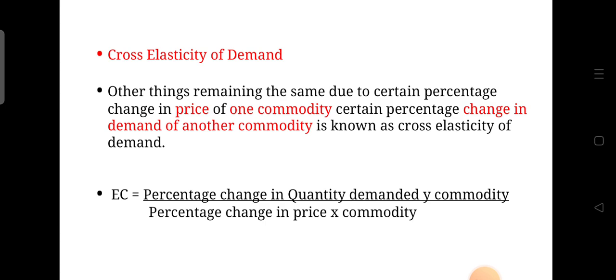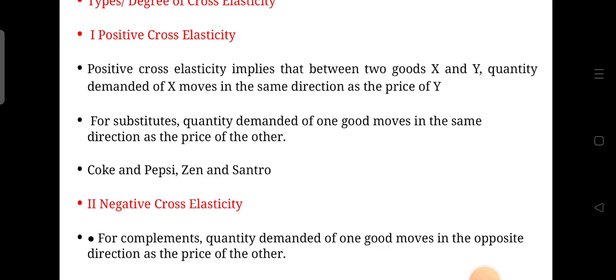And there are two types of cross elasticity of demand: positive cross elasticity and negative cross elasticity. What do you mean by positive cross elasticity? Positive cross elasticity implies that between two goods x and y, the quantity demanded of x moves in the same direction as the price of y. For example, for substitutes, quantity demanded for one good moves in the same direction as the price of the other. Examples are Coke and Pepsi. These are some of the examples.